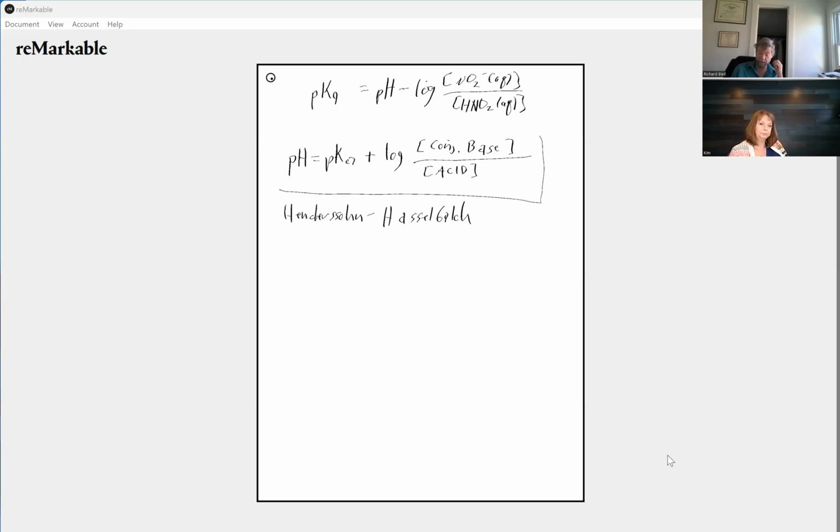This is a very important equation for buffers. A buffer is any solution that resists changes in pH on addition of an acid or a base. All right? It is any solution that resists changes on addition of an acid or base. This is all based on Le Chatelier's principle.